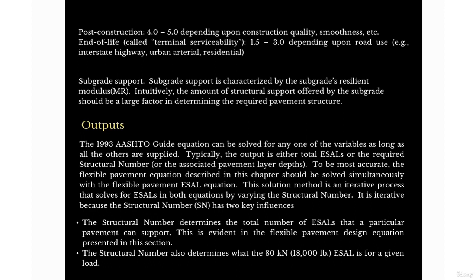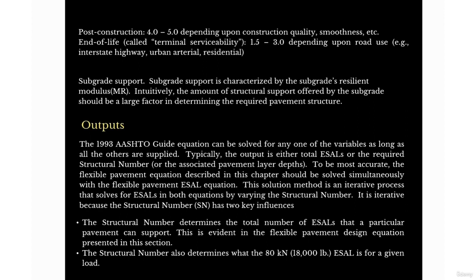Post-construction, that's 4.0 to 5% depending upon the construction quality, smoothness. End of life is called terminal serviceability. That's 1.5 to 3 points depending upon the road usage, for example an interstate highway. So all the parameters count: how it was constructed, the quality of construction, and the end of life, the terminal, where you want to stop its life. Is it going to last for 15 years? 20 years? 30 years? Also depending on the road use, is it an interstate highway? Is it an urban arterial road? Is it a residential road? All of that factors in.